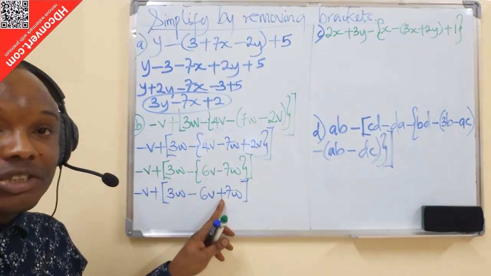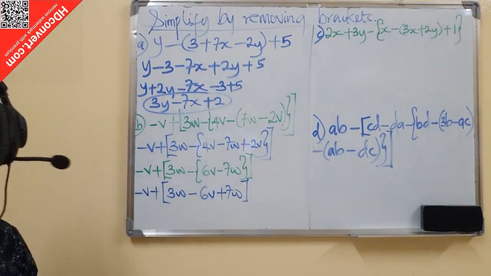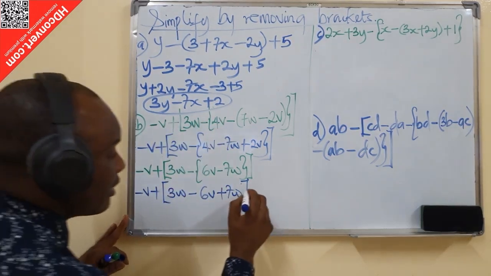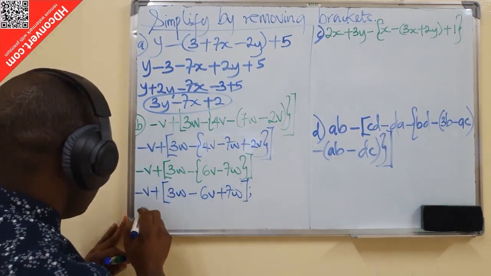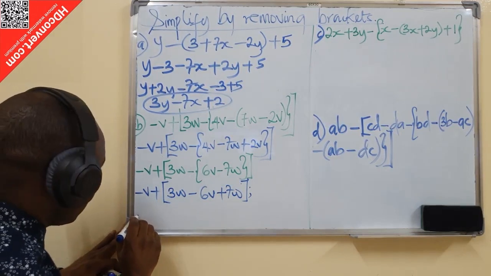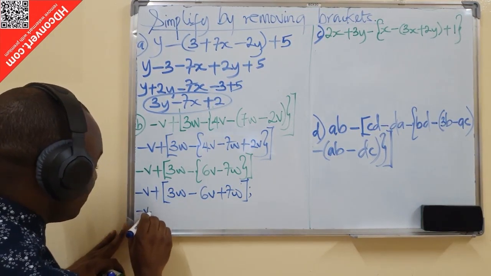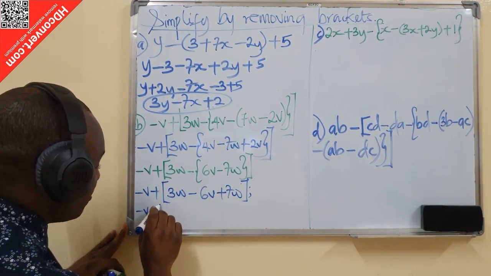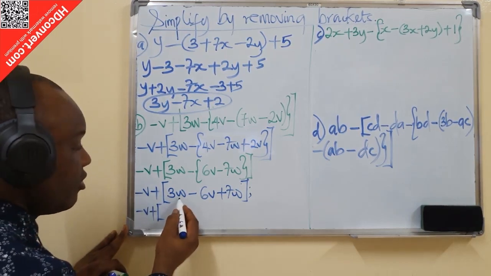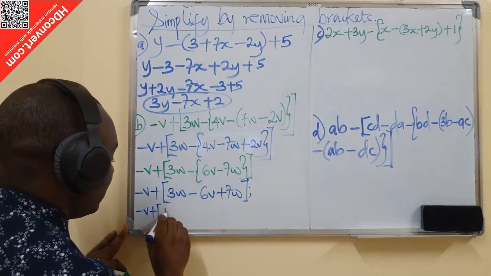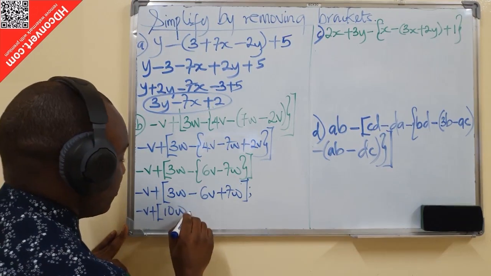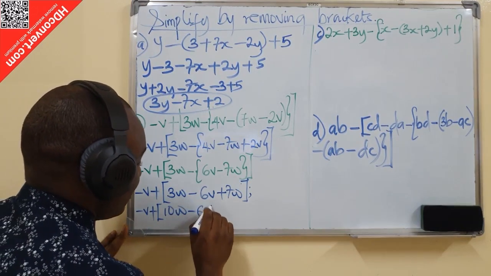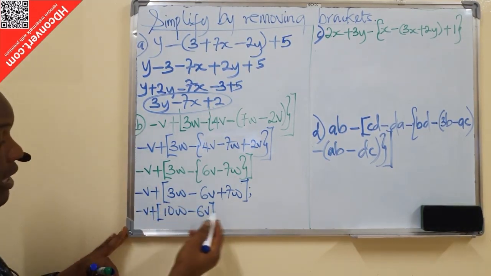So all we need to do is collect the like terms together first. They are joined by addition. So add them first before you open up the bracket. So in that case, we come like this. Negative v plus, open your block bracket, 3w add 7w is 10w. So 10w minus 6v, close it. Now we can open it up.